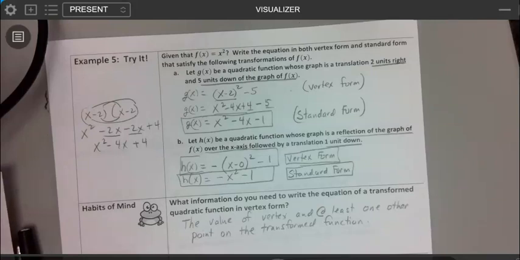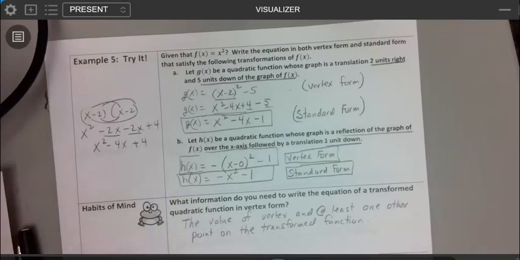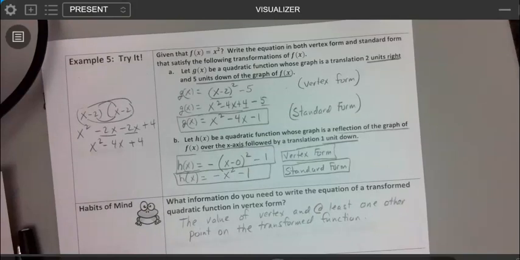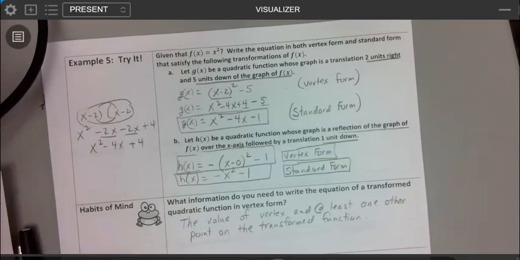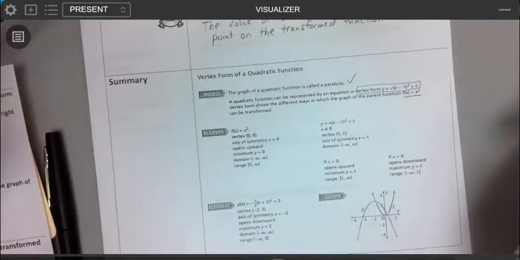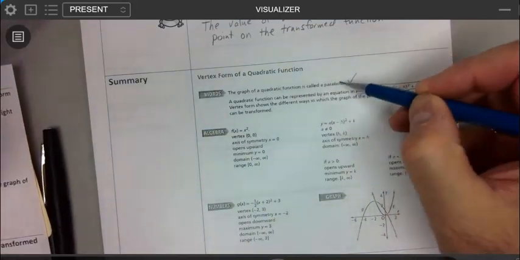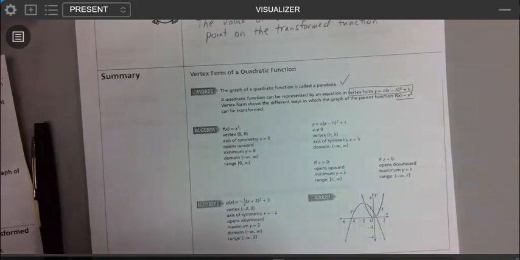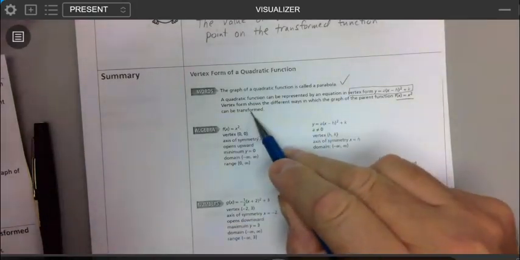Okay, here are the things that we just talked about that you might look over. The graph of a quadratic function, of course, is called a parabola. A quadratic function that can be expressed in vertex form is this right here. Vertex form shows the different ways in which the graph of the parent function can be transformed. When it's written in this form, the vertex and these here are things you'll figure out as you do that.